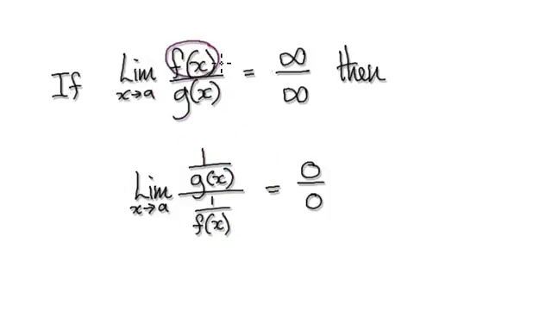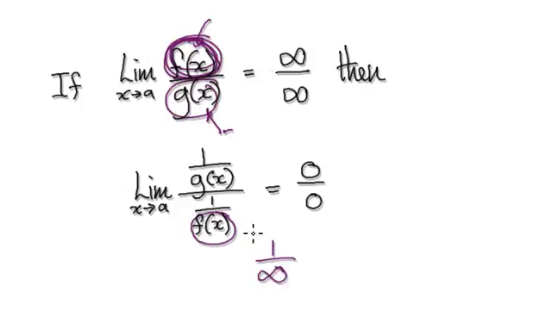So remember, f of x is heading towards infinity, and g of x is heading towards infinity. If g of x is heading towards infinity, then 1 over infinity means that 1 over g of x is heading towards 0. And f of x is also heading towards infinity, so 1 over f of x is also heading towards 0.